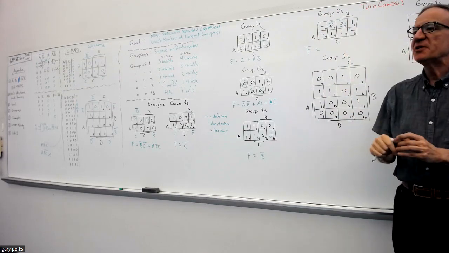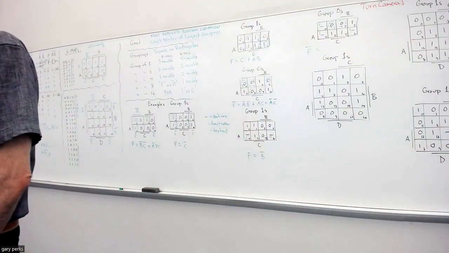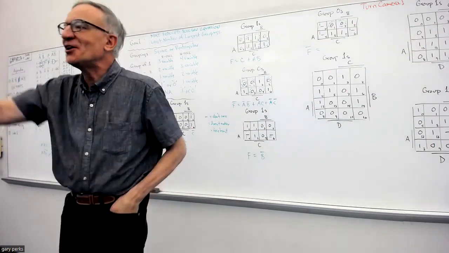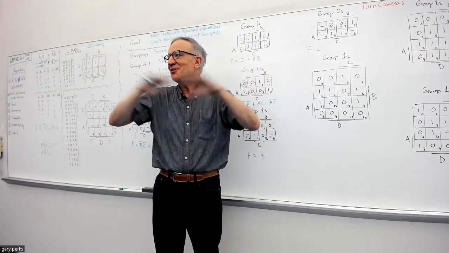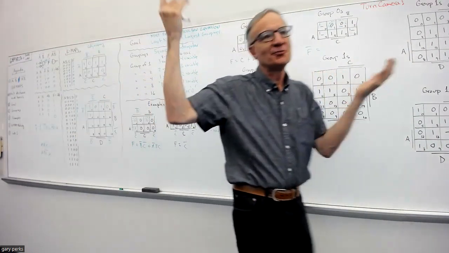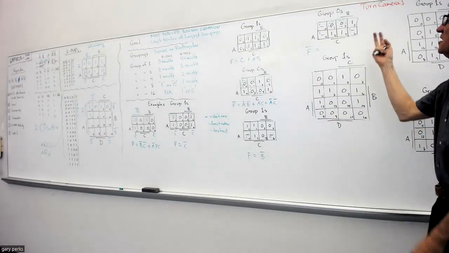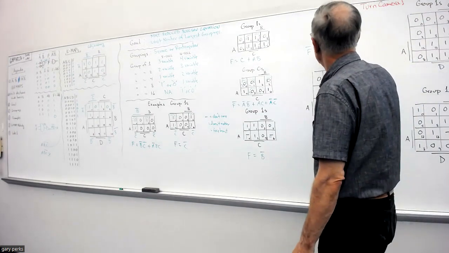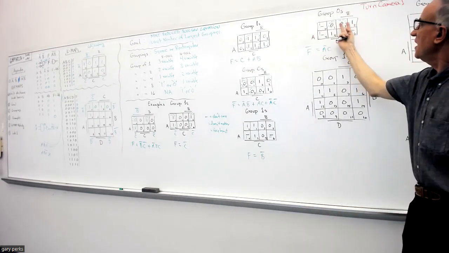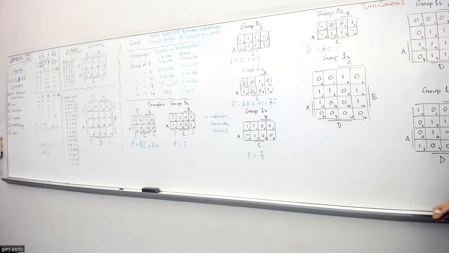I did this one on purpose because, sometimes, I think it's almost psychological, people feel as though you've got to use the don't care. And sometimes you want your don't cares not to be part of your groups, if it's going to lead to the most reduced expression. So, what term are we going to get? A-not C. A-not C, exactly. Right? Because A-not is common and C's B changes, so that drops out.